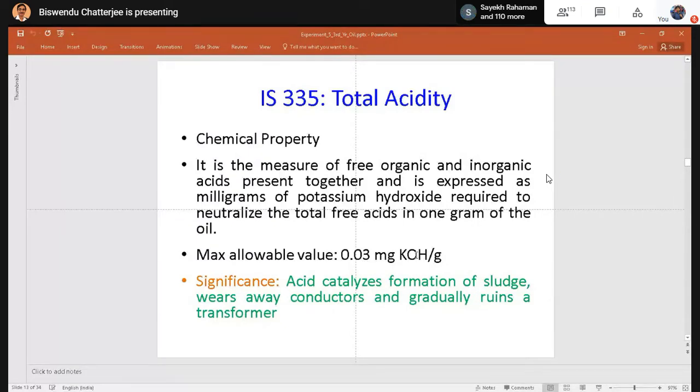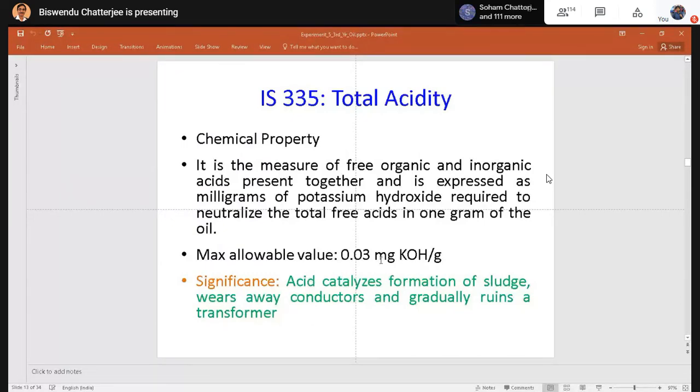Otherwise, the acidity has increased in the oil, which, I repeat, will catalyze the oxidation reaction and polymerize the oil to form sludge, or even the acidity may wear out the conductors. So it is written here: acid catalyzes formation of sludge, wears away conductors and gradually ruins a transformer. So this is the final limit.